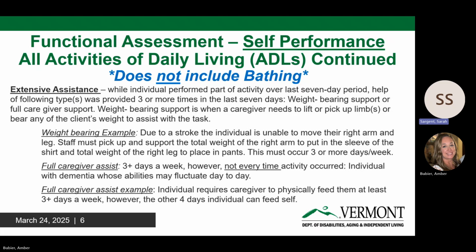Another example of extensive assist with full caregiver assist: 3 or more days a week, however not every time the activity occurs. For example, an individual with dementia whose abilities may fluctuate day to day. Another example of extensive assist with full caregiver is an individual who requires a caregiver to physically feed them at least 3 days a week. However, the other 4 days, the individual can feed themselves.